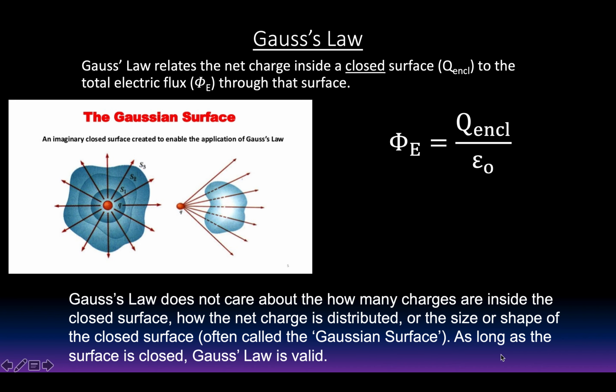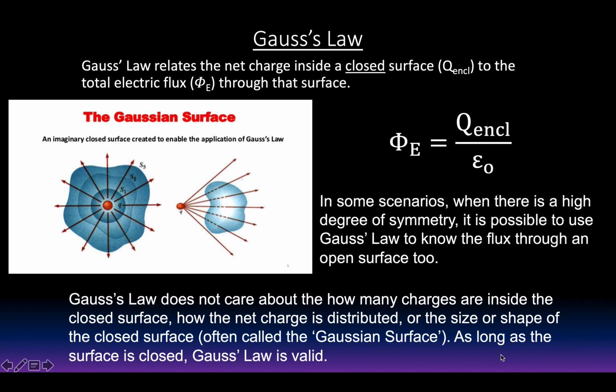Also, Gauss's law does not care about the size or shape of my closed surface, which is often referred to as a Gaussian surface. As long as the surface is closed, Gauss's law will be valid. It doesn't matter if I have a large surface or a small surface, if it's a simple shape or a more amorphous blob. As long as my surface is closed, I can apply Gauss's law. What we're going to see in the next video is, in some scenarios, if we have a high degree of symmetry in the problem, then it will be possible to apply Gauss's law to know the flux through open surfaces as well.